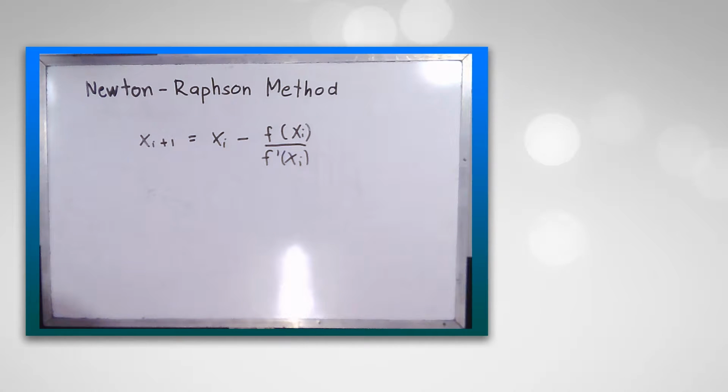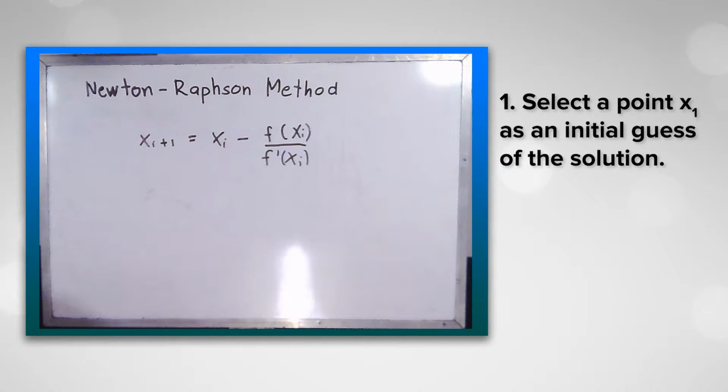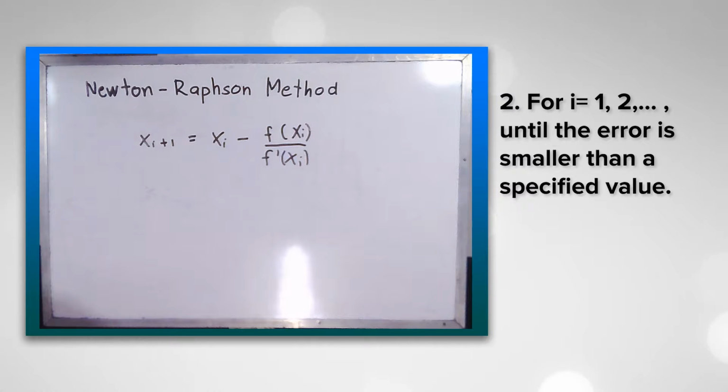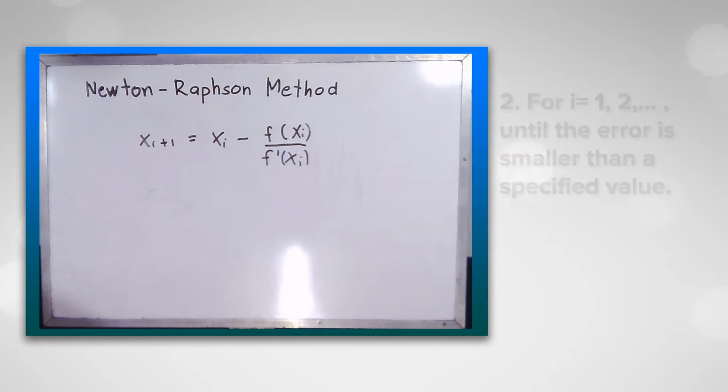The algorithm of Newton-Raphson is: number 1, select a point x sub 1 as an initial guess of the solution, and number 2, for i equal to 1, 2, and so on, until the error is smaller than a specified value, compute x sub i plus 1 by using the formula given and written here on the whiteboard. So we will be repeating the steps given in the algorithm until a specified tolerance or error bound is complied.